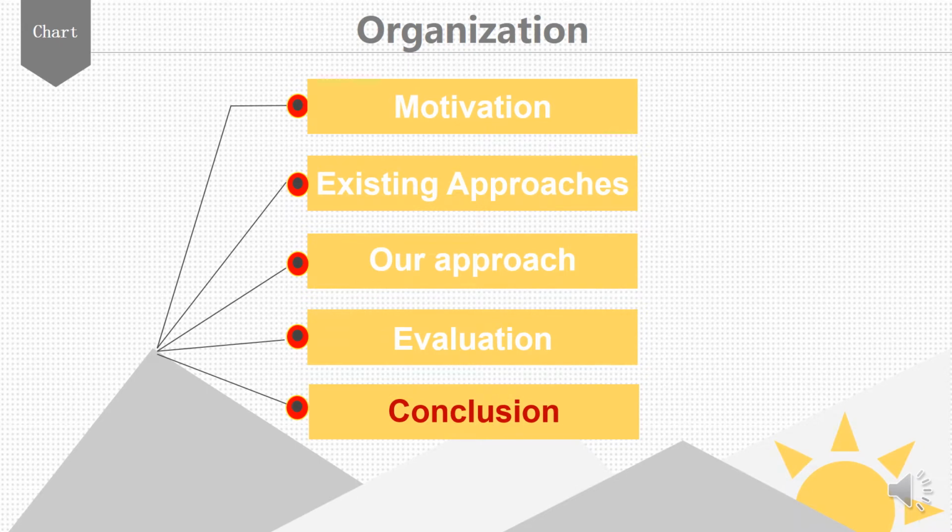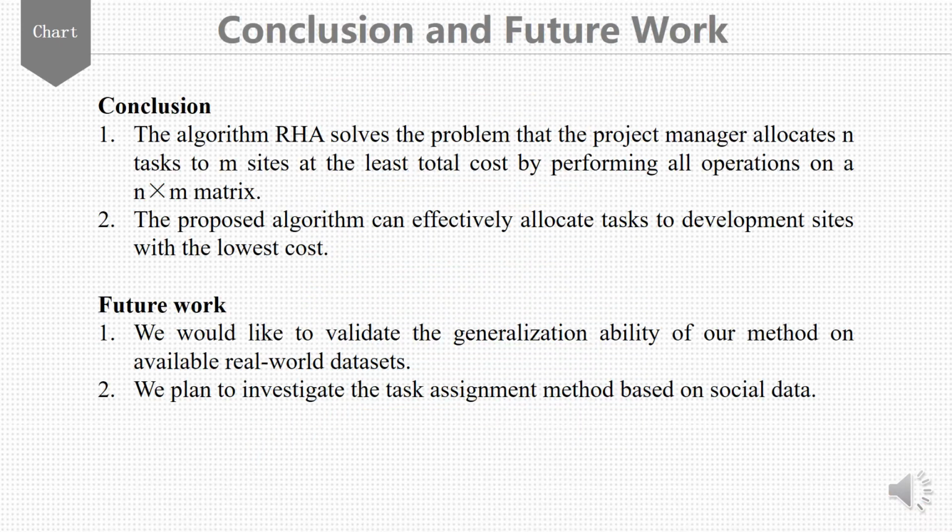Finally, we will give our conclusions and talk about the future work. In conclusion, we find that the algorithm RHA solves the problem that the project manager allocates n tasks to m sites at the least total cost by performing all operations on an n multiplied by m matrix. The proposed algorithm can effectively allocate tasks to development sites with the lowest cost.